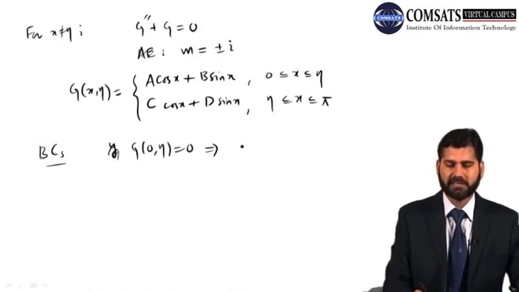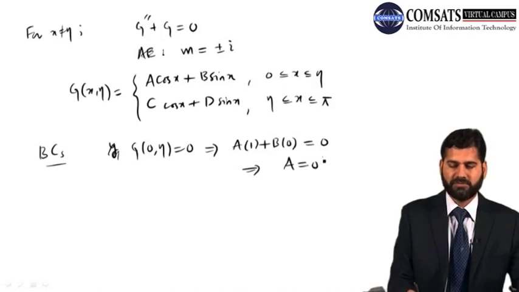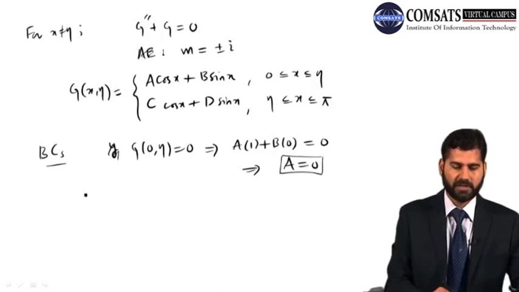Alright, so now using the boundary conditions, the boundary condition is g at 0 is 0. So this implies that a cosine 0, which is 1, plus b sine 0, which is 0, is equal to 0. So this implies a is 0. So one coefficient is gone.